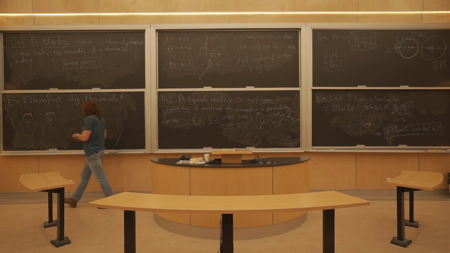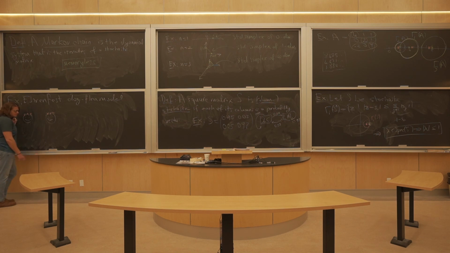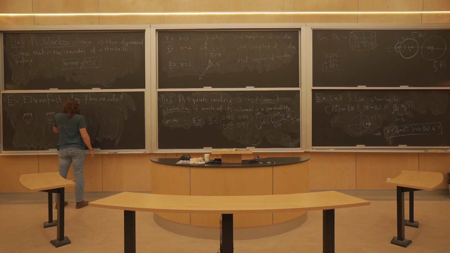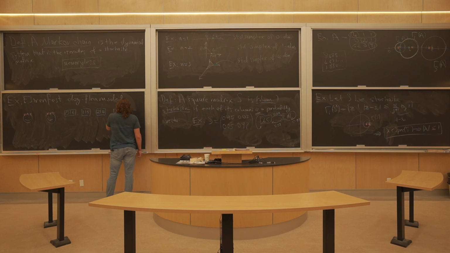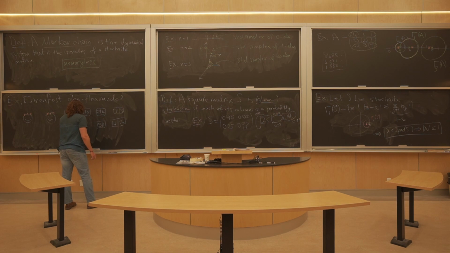Let me not write it down. And what are the states? The states are the number of fleas here compared to there. So I have a bunch of states: 0 against 6, or 1 against 5, and 2 against 4, 3 against 3, 4 against 2, 5 against 1, and then 6 against 0.